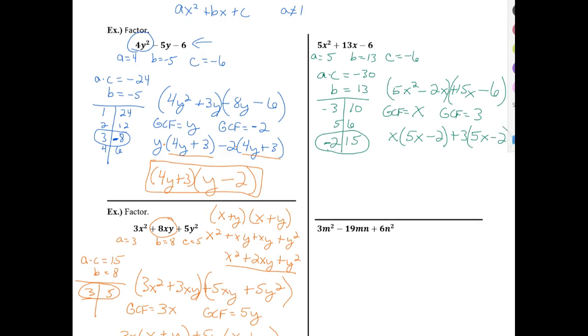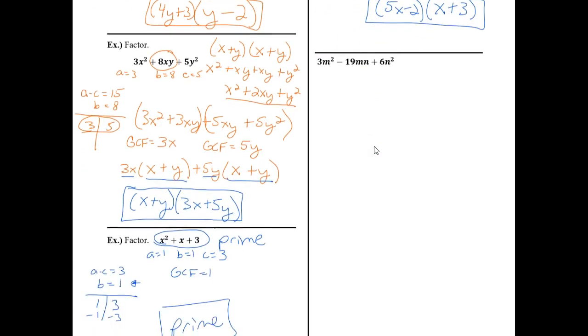Again, if I did this correctly, then these two should match, and they do. So now the GCF would be 5x minus 2. Once I divide that out, I'd be left with x plus 3. So those are the other 2 factors there. And that's as far as you can go. We have one more here.